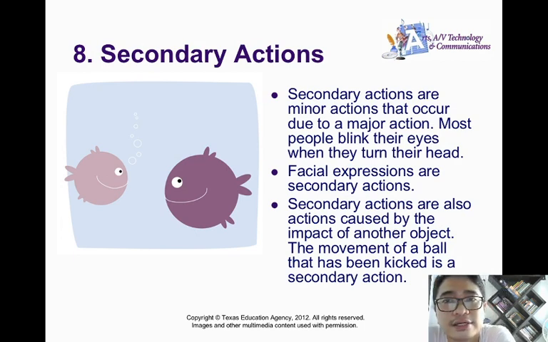Next will be secondary actions. So secondary actions are minor actions that occur due to a major action. Most people blink their eyes when they turn their head. Facial expressions are secondary actions para at least hindi magkaroon ng stock up. So tinatawag namin yun na parang nagkakaroon ng stock up when it comes to, for example, a two character sequence na minsan ang nangyayari is that yung character yung sasalita, yung isa nakatigil lang.